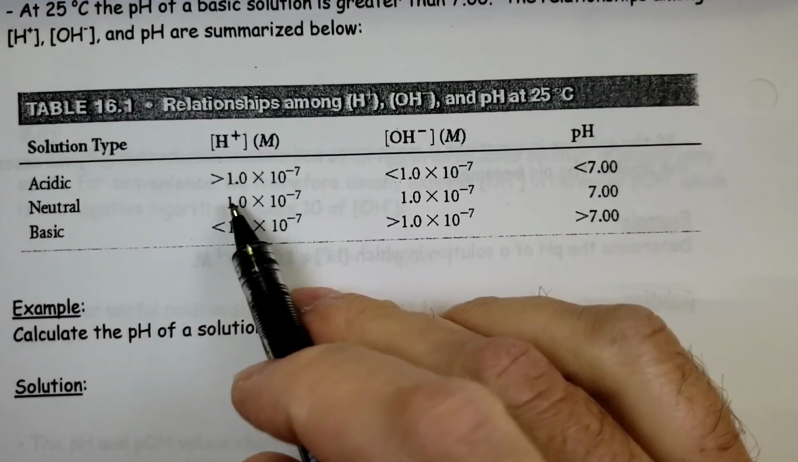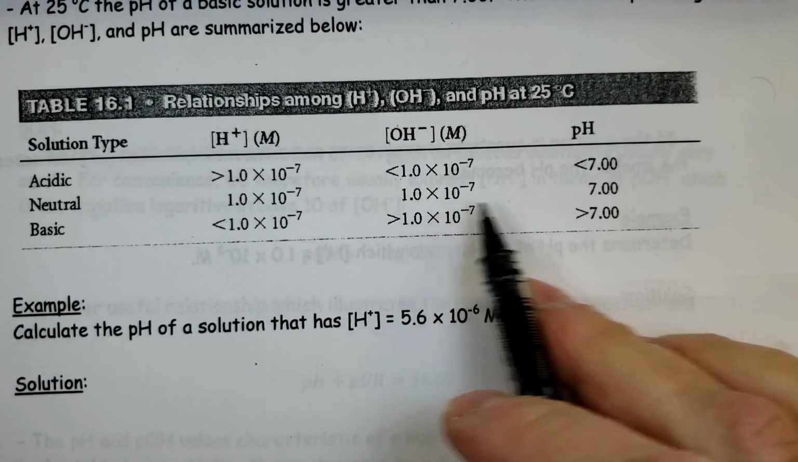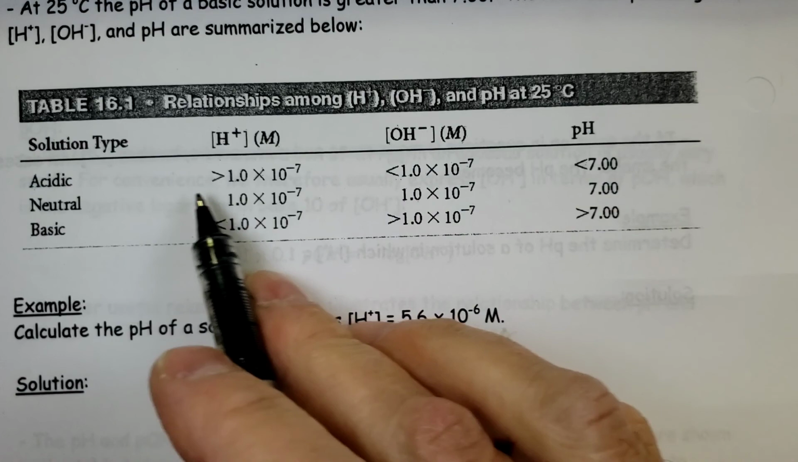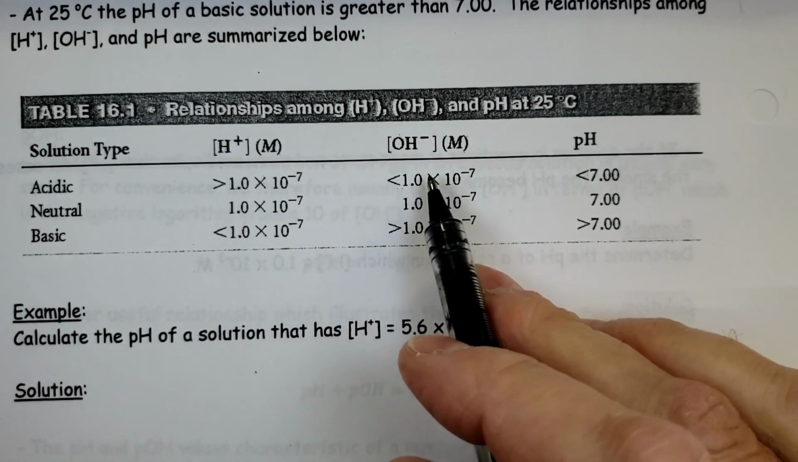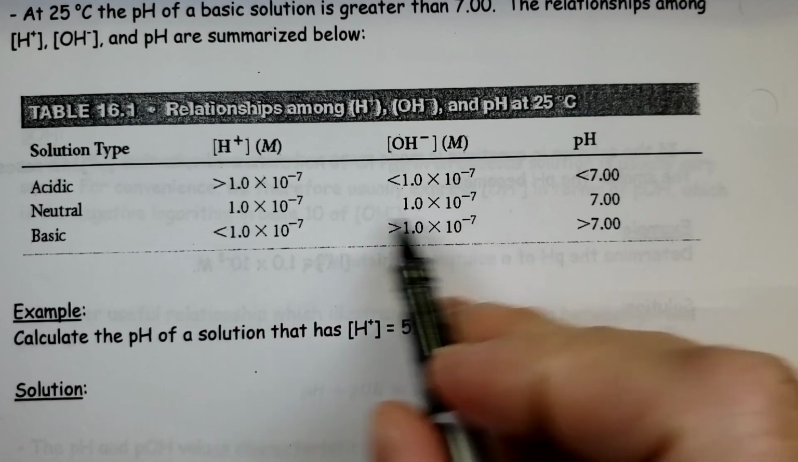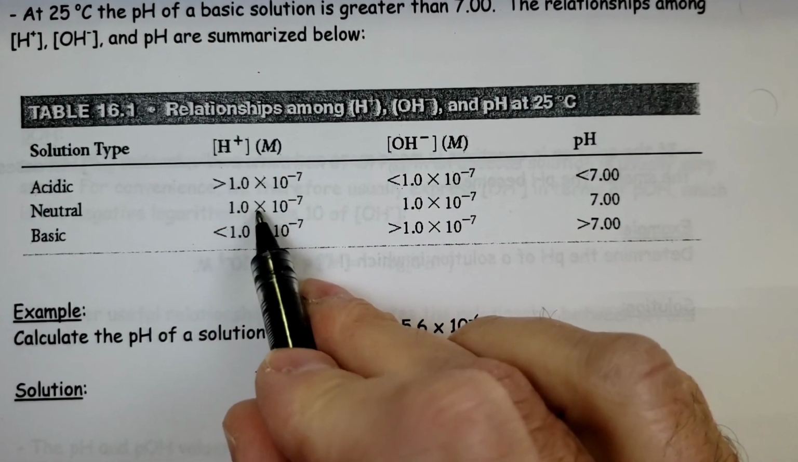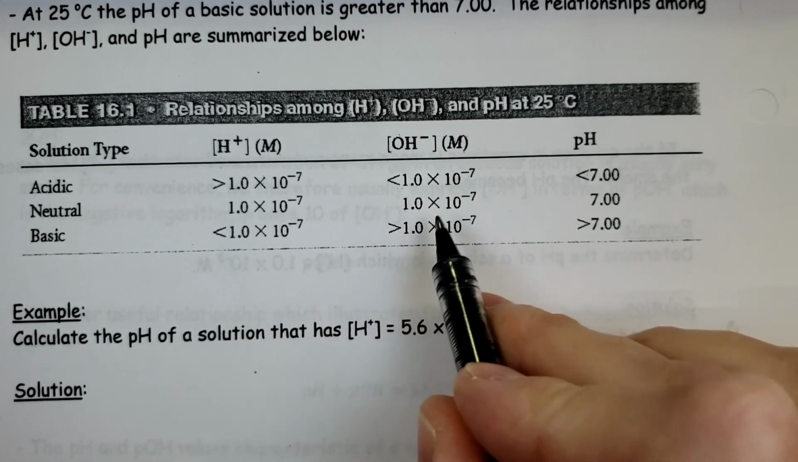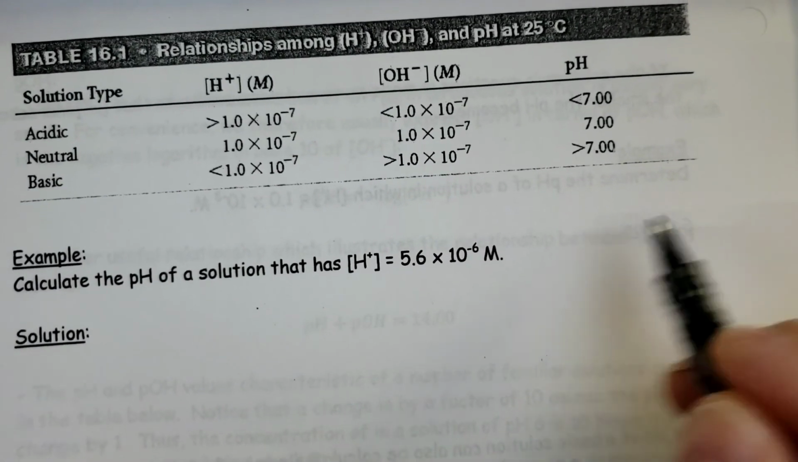If we take a look over here, in a neutral solution, H and OH are each 1 times 10 to the minus 7, and the pH is 7. If I have an acidic solution, my H is going to be bigger than that number, my concentration of OH is less than that number, and therefore the pH is going to be less than 7. If I have a basic solution, my H plus has a concentration less than it would be if it was neutral, and OH is bigger than if it was neutral, which gives me a larger pH than 7. Let's take a look at another example.